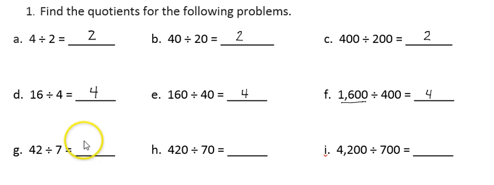In the next row, 42 divided by 7, the basic fact is 6. 420 divided by 70 would also be 6. 6 groups of 70 would be 420. And 4,200 divided by 700 would also be 6. I can think of 4,200 as 42 hundreds. 6 groups of 700 would be 4,200.